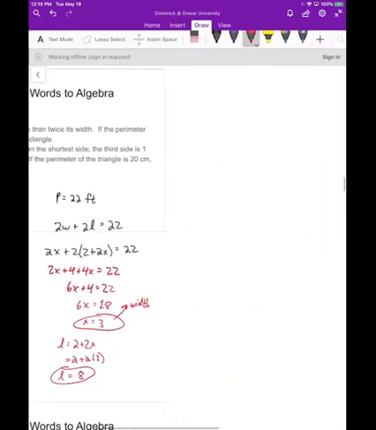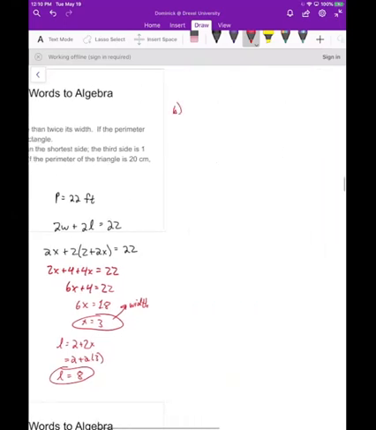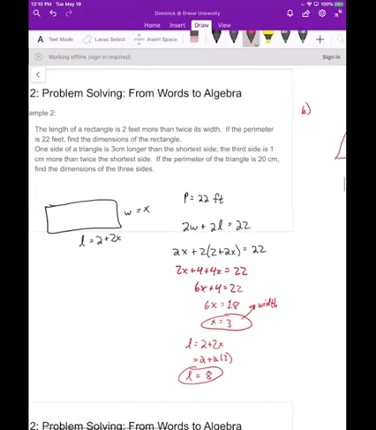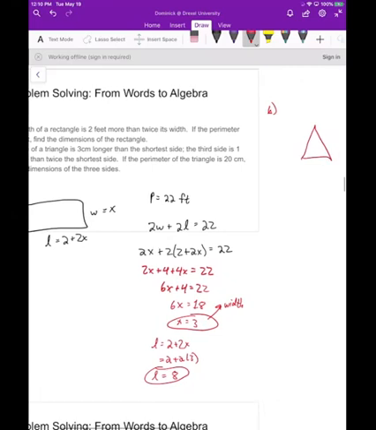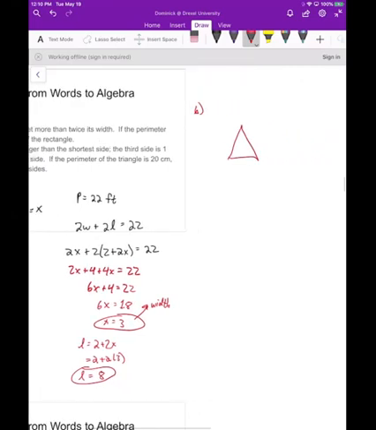Okay. Now in part B, we're dealing with a triangle. They tell us that one side of a triangle is 3 centimeters longer than the shortest side. So it looks like we're going to have a long side, a medium side, and a short side.